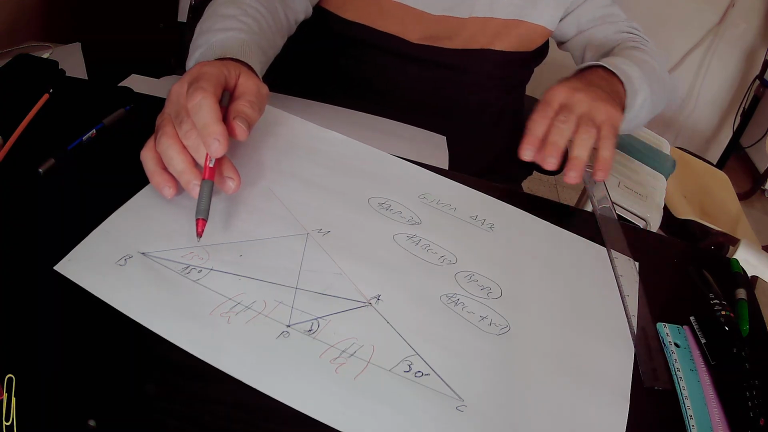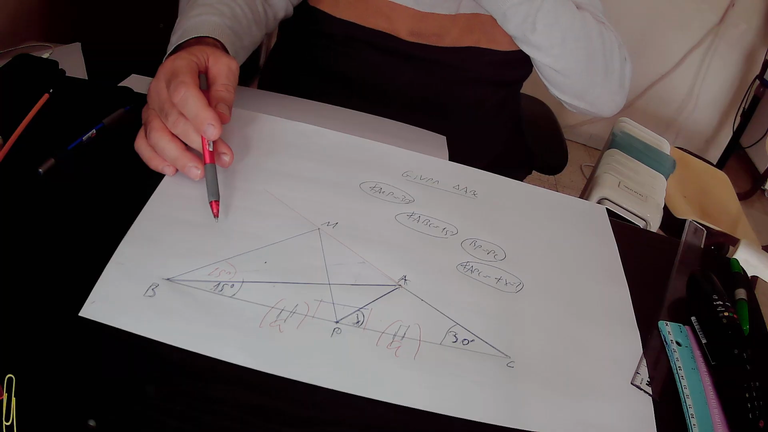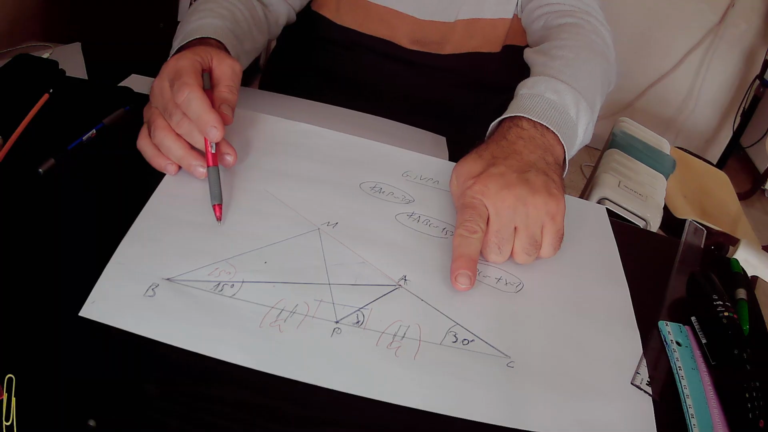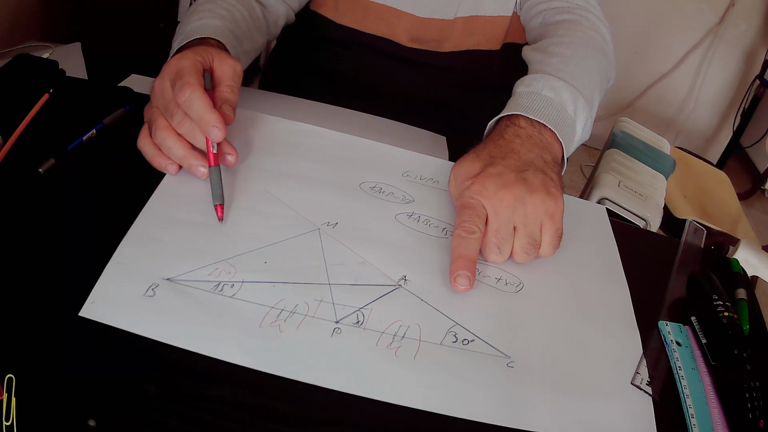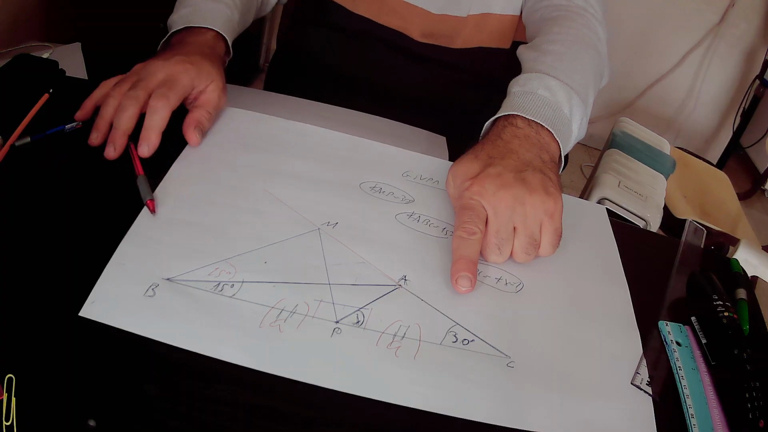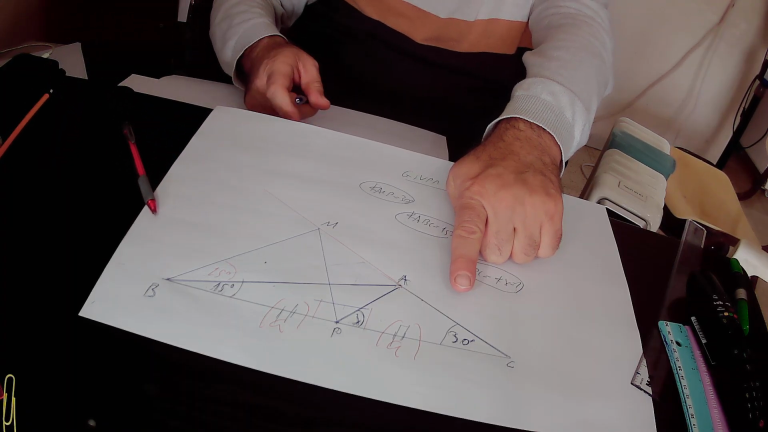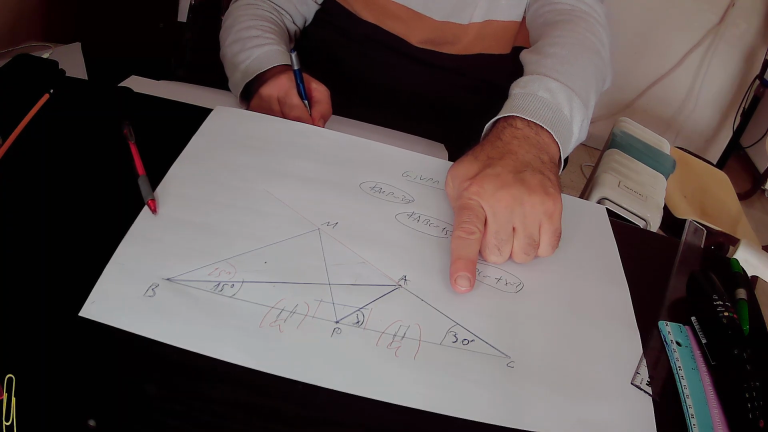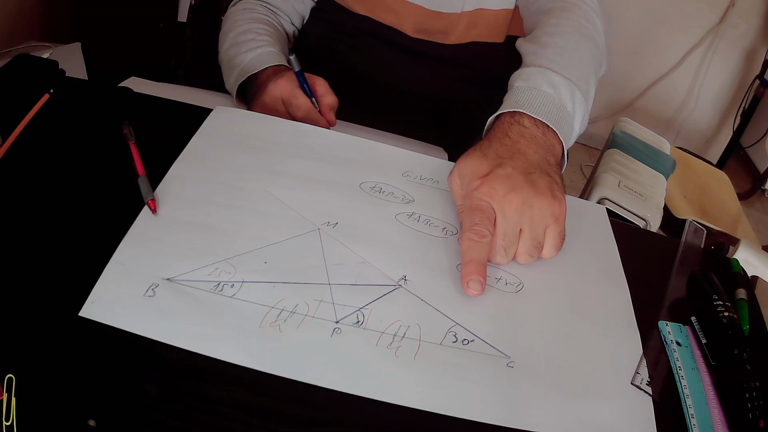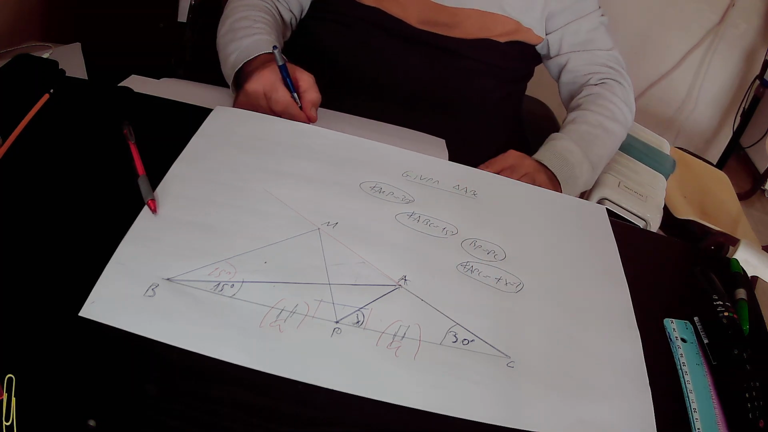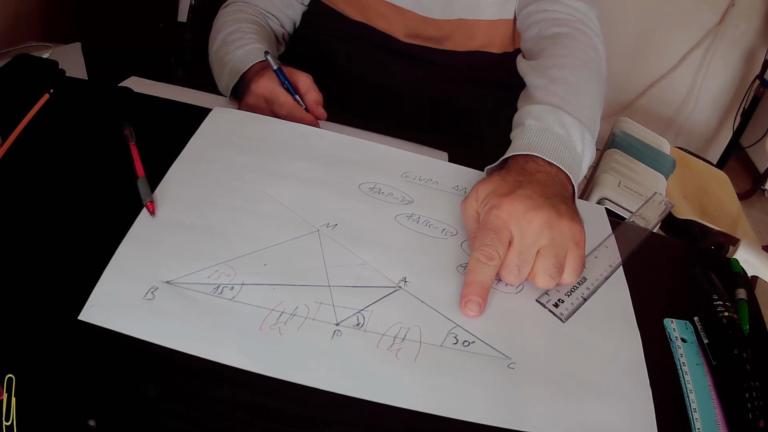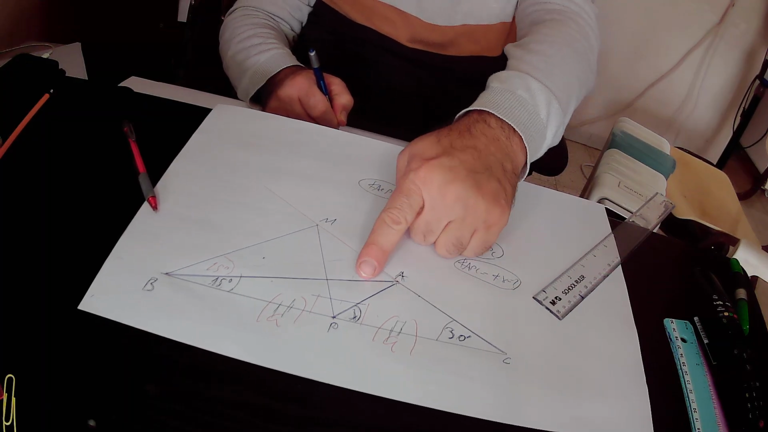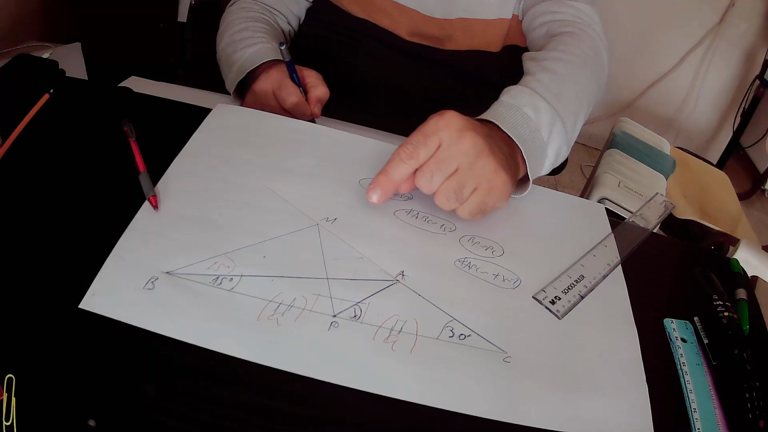Okay, so here we focus on this right triangle, triangle MPC. In the right triangle MPC, sine 30 degrees, sine 40 degrees equals MP over the hypotenuse MC.